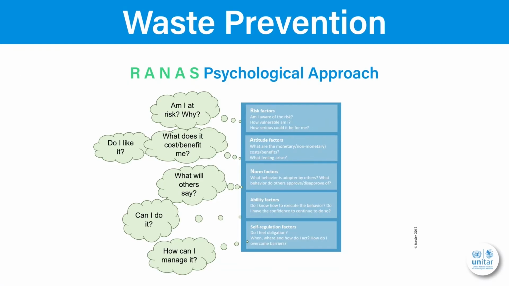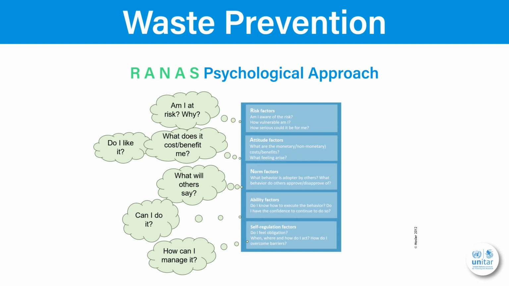Based on the RANAS psychological approach developed at EWAG, each of these questions can be associated to different factors. Risk: person's understanding and awareness of the health risk. Attitude: person's positive or negative position towards behavior. Norm: perceived social pressure towards a behavior. Ability: person's confidence in her or his ability to practice a behavior. Self-regulation: person's attempts to plan and self-monitor a behavior, and to manage barriers and conflicting goals.